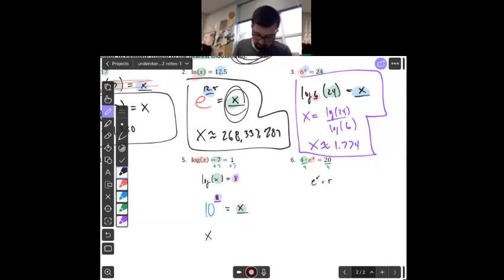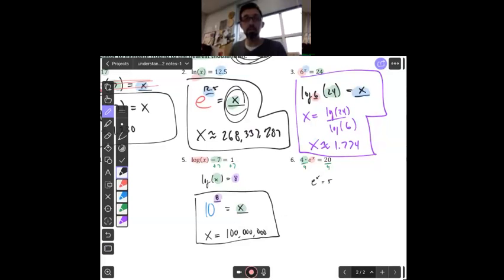Now what is 10 to the 8th equal to? That's a 1 with 8 zeros after it. So x equals 100 million. So there's our equation, there's our answer.